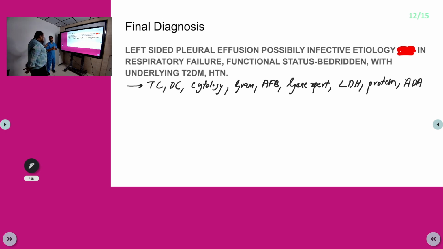But here, by doing a tapping, we can rule out other differential diagnoses like malignancy. We can rule out TB, all those things, and we can get some diagnostic clue also on whether it is exudative or transudative. So, the criteria we will use is the Light's criteria. Modified Light's criteria. Can you just write down the modified Light's criteria?